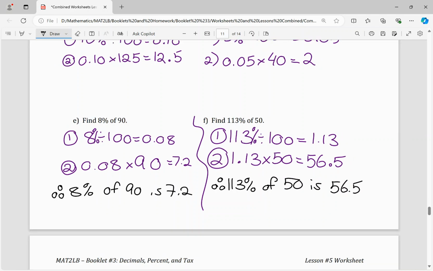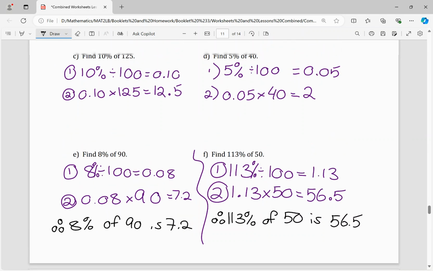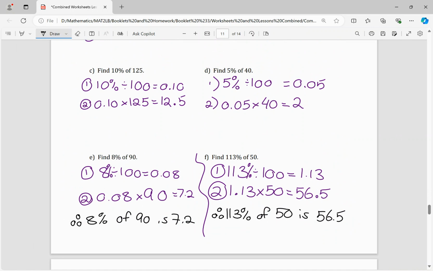So, a pretty quick lesson. Please remember, keyword of means multiply, and whenever using percentages for math, they need to be in decimal form first.